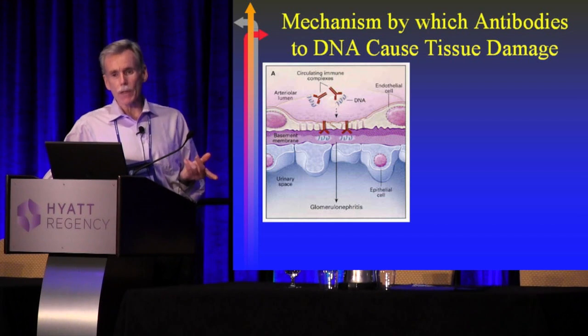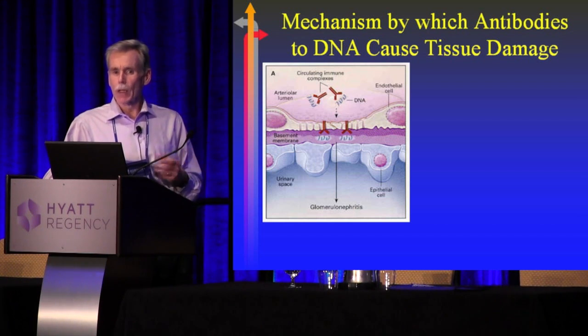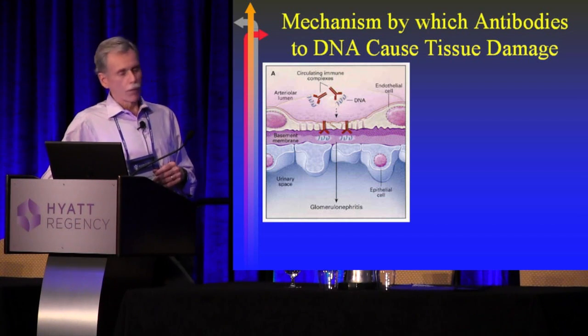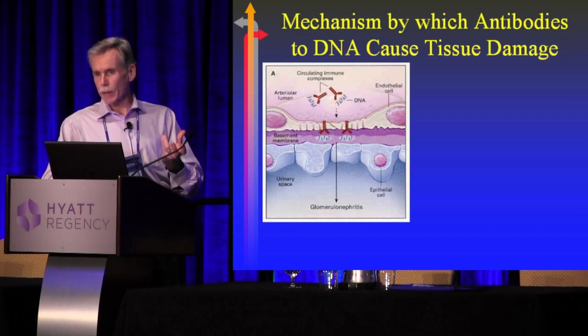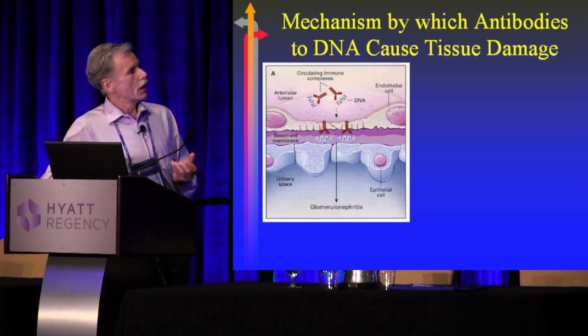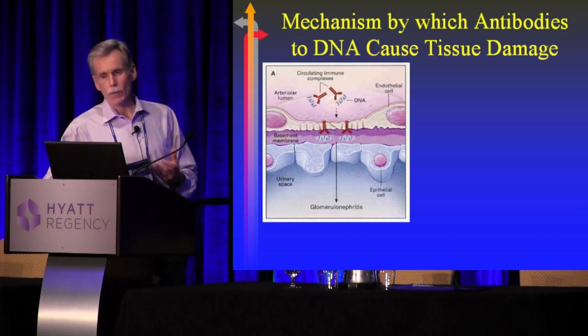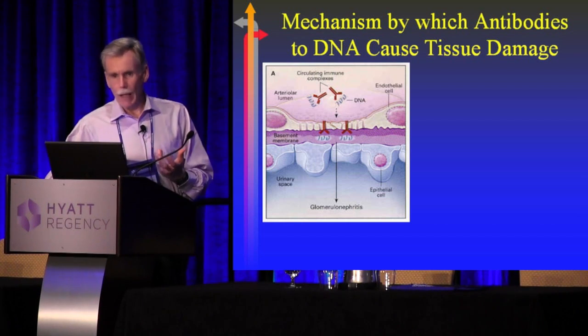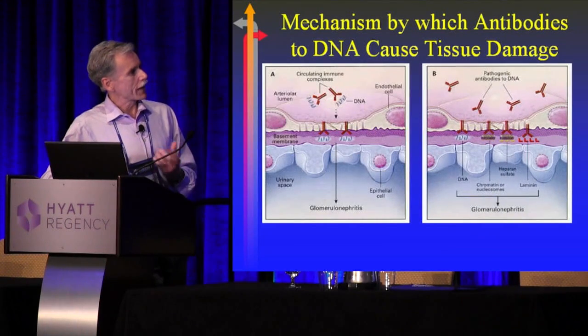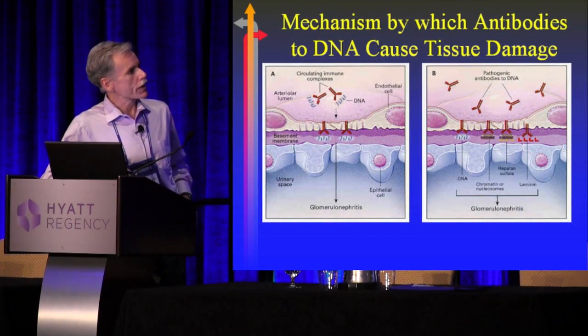Now, renal disease in scleroderma, I should back up, is a different process. It's actually driven by the vascular system and not directly by the formation of immune complexes that clog up that basement membrane in the kidney. So it's a different problem.